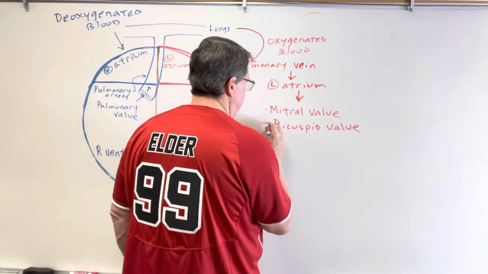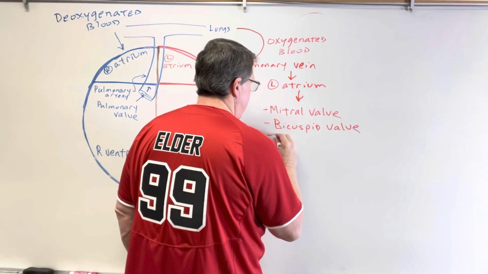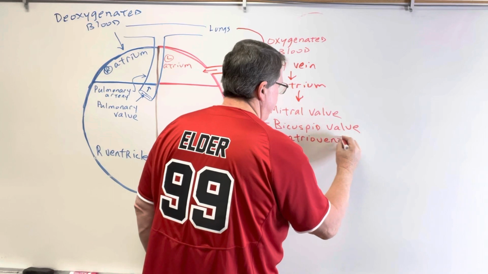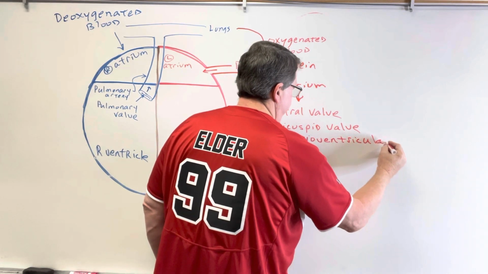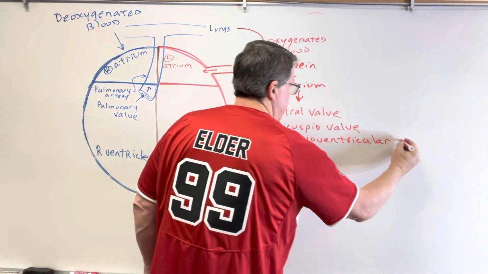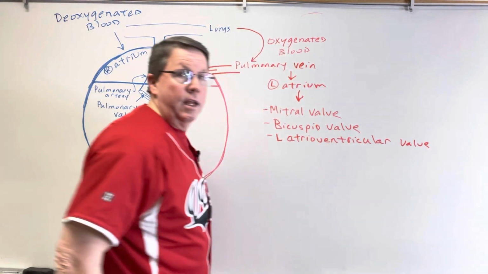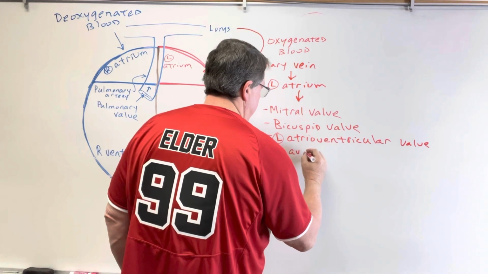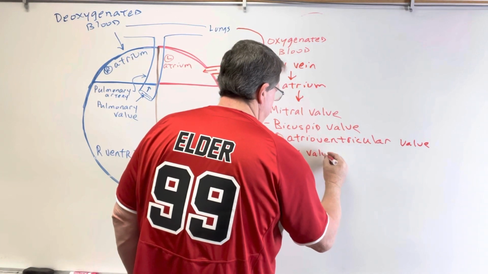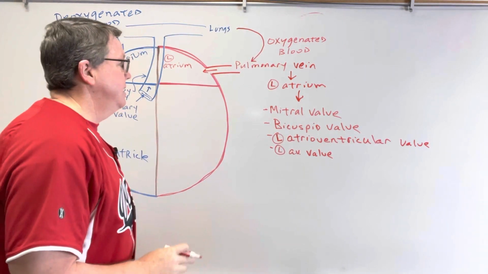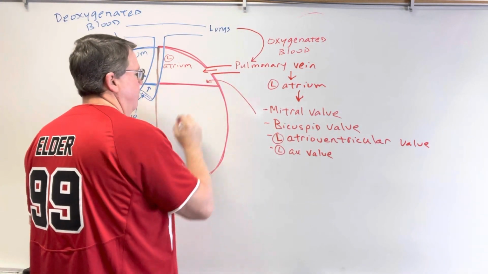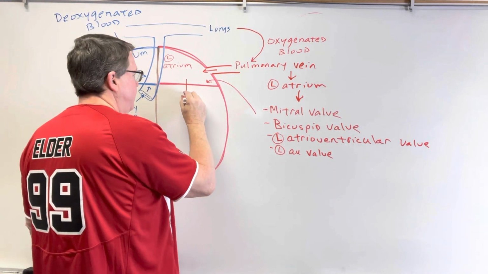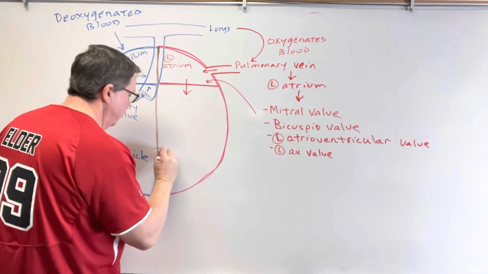It's also known as the left atrioventricular valve. Remember, on the other side we had the right atrioventricular valve. It's also known as the left AV valve. So a whole bunch of names for this valve. Now, from there, when this beats, the blood's going to come down into here, and this is going to be my left ventricle.